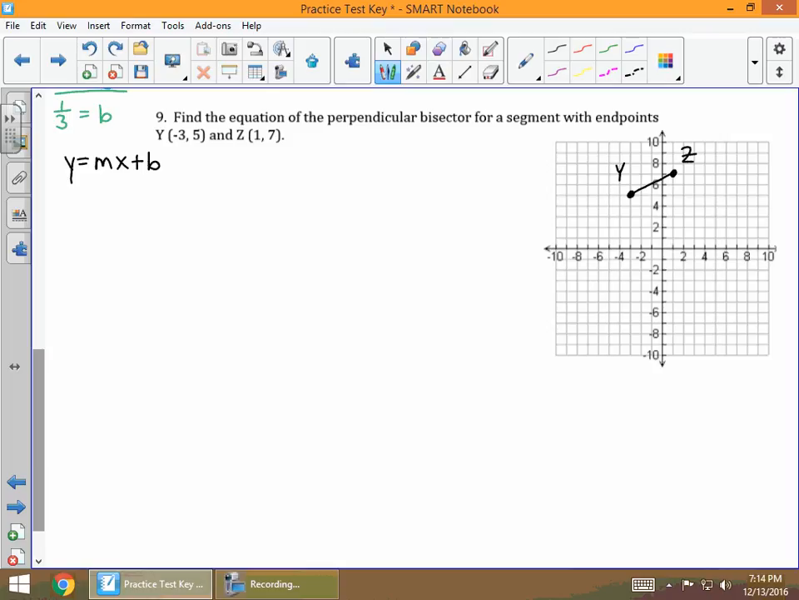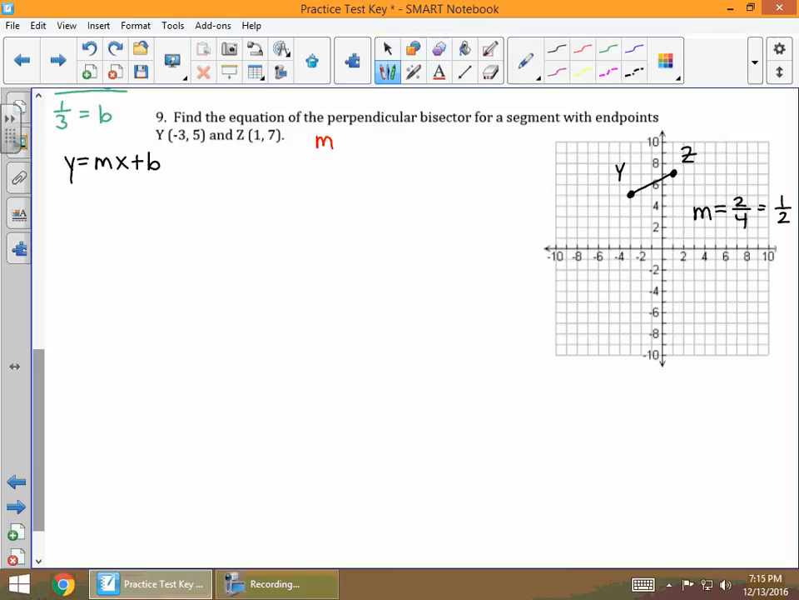If I were to find the slope, well, it's rise over run. So I can see that it rises 2 and it runs 4. Okay, 2 over 4 reduces to 1 over 2. It's 1/2. Which means I know my slope.